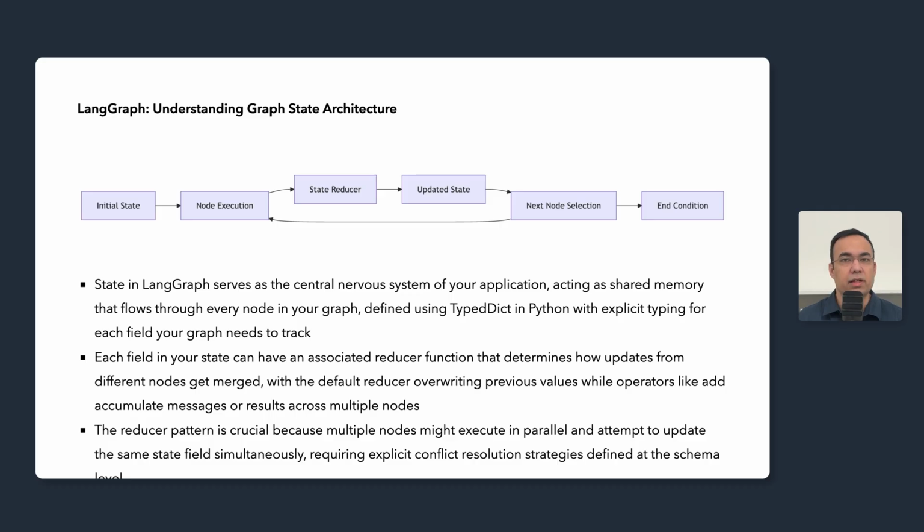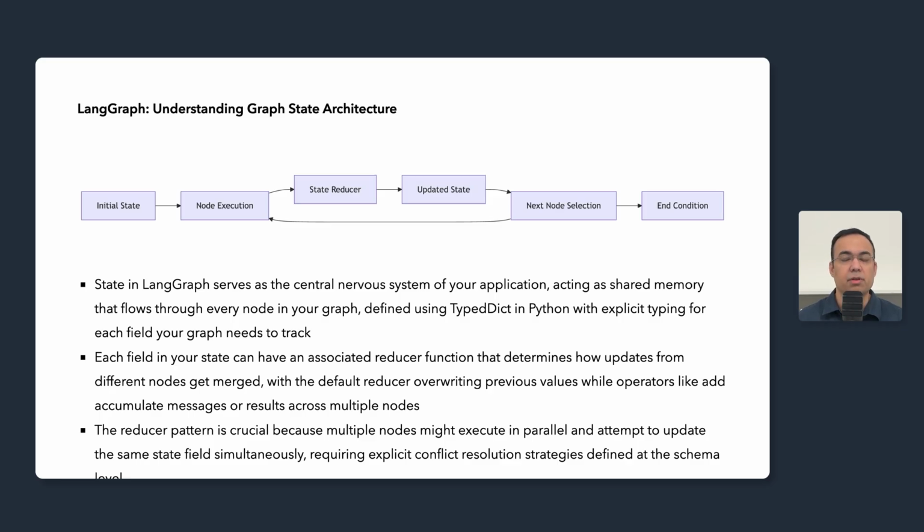Now, here's where it gets interesting. Each field in your state can have what's called a reducer function associated with it. The reducer determines how updates from different nodes get merged together. By default, the reducer simply overrides the previous value with the new one. But you can also use operators like the add operator for lists, which can accumulate messages or results across multiple nodes rather than just replacing them. This is particularly useful for things like conversation history, where you want each node to append its messages rather than simply replacing the entire history.